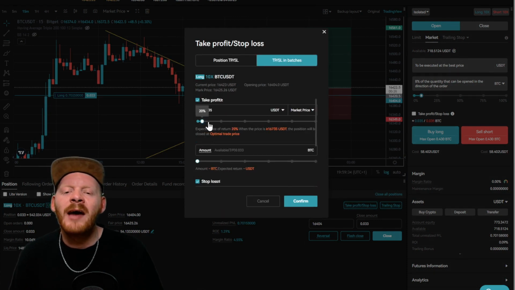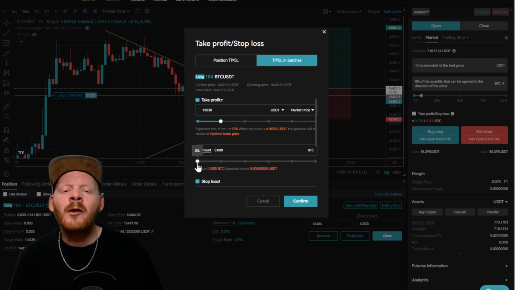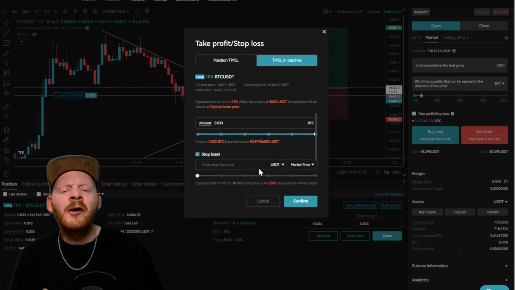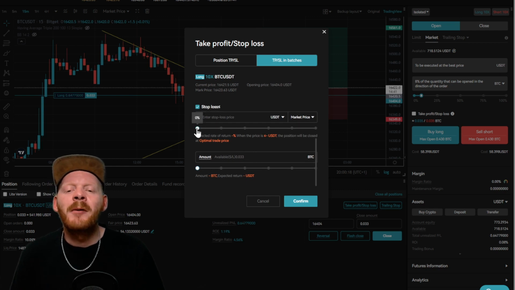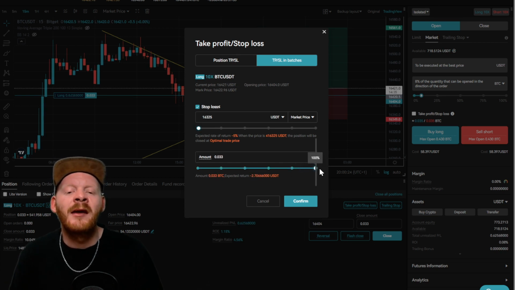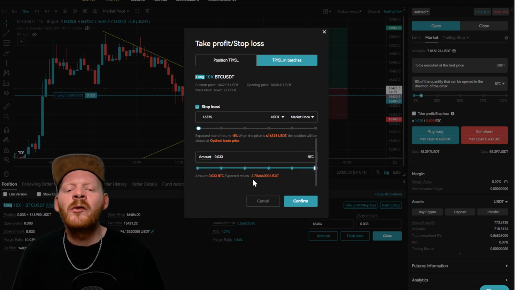And now we're going to take profit if the price of Bitcoin reaches 100% in profit. So we would drag it over exactly here, and then we would have a price of Bitcoin of 18,000, and we want to close the position with 100%, and then you can see that we would make $53. And now we're going to set our stop loss if the price of Bitcoin goes 5% in the other direction. We want to close the trade with 100%. And then you can see that you would lose $2.70. And then we press on confirm.